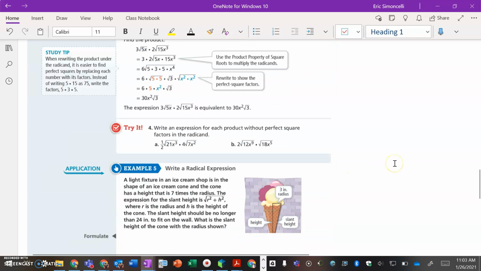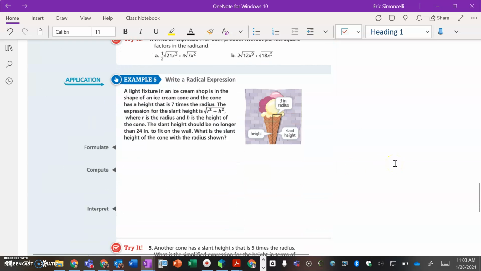Example 5. Write a radical expression. A light fixture in an ice cream shop is in the shape of an ice cream cone, and the cone has a height that is 7 times the radius. The expression for the slant height, which is right here in the picture, I would argue is a clear depiction of a triangle, how they have highlighted it.